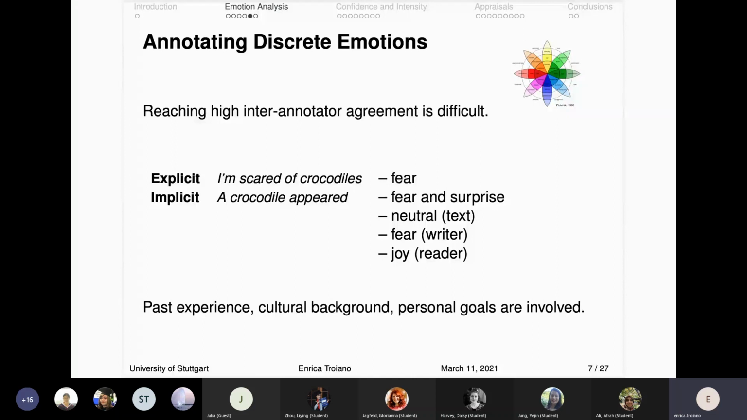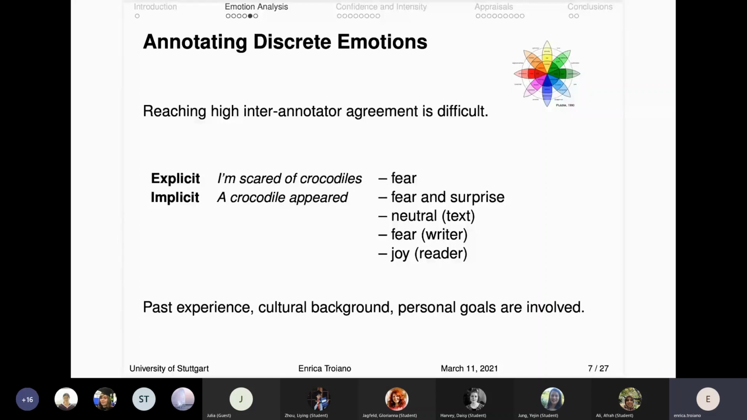On top of that, an emotion can be judged from many different perspectives. And if we don't make it clear in our guidelines from what perspectives the annotators have to judge the emotion, then we incur the risk of disagreements. What are these perspectives? Well, there is the perspective of the text.